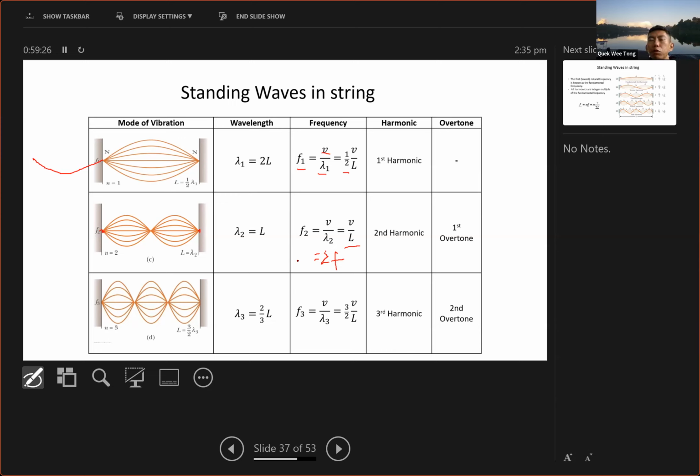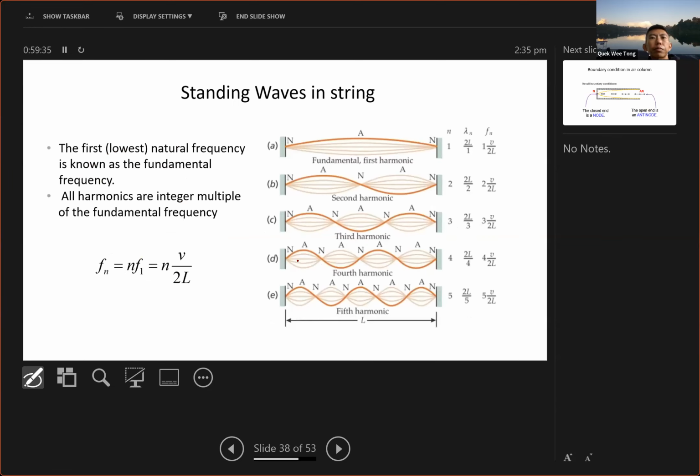But most of the energy is within the fundamental mode. That's what all these things mean. Yeah, we mentioned this just now already.